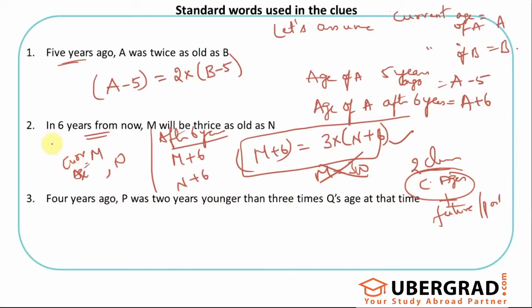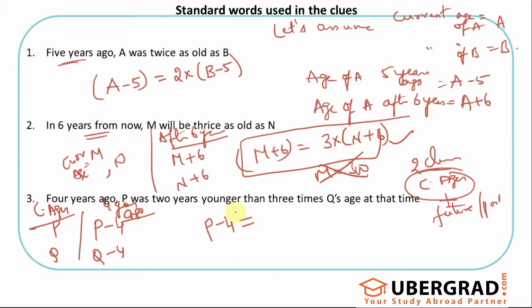This is like clubbing two things. 4 years ago, what would be the ages of P? P minus 4 and Q minus 4. If the current ages are P and Q, 4 years ago the ages would have been P minus 4 and Q minus 4. So 4 years ago, P was basically P minus 4, and 2 years younger basically means less, right? Lesser than. So 2 years less, I'll put minus 2, than 3 times Q's age at that time.